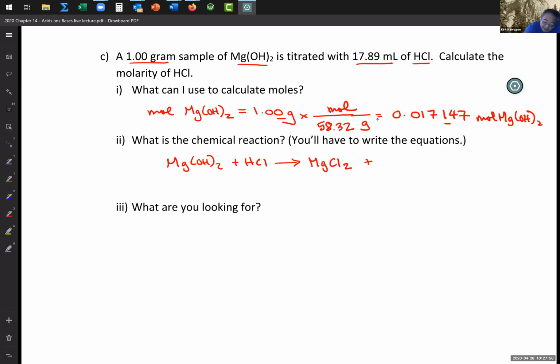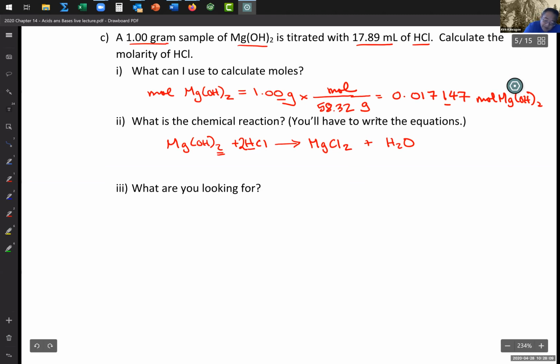And I'm going to write the products out. One of the products is always water. The other one is always the salt from the magnesium and the chloride. But here's the deal. If you have a hydrogen here and you have two OHs here, it's usually 2 to 1. So that's the mole ratio. So that's the chemical reaction. I've got the number for this. So I'm going to need the number for this. So I'm going to say moles of HCl.